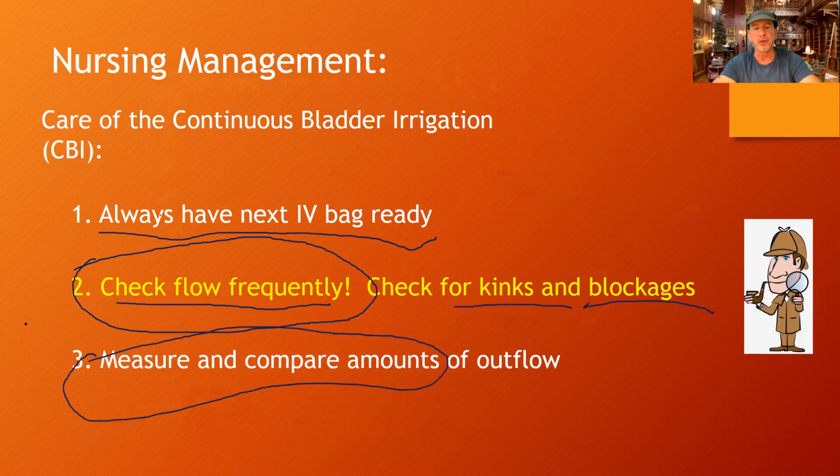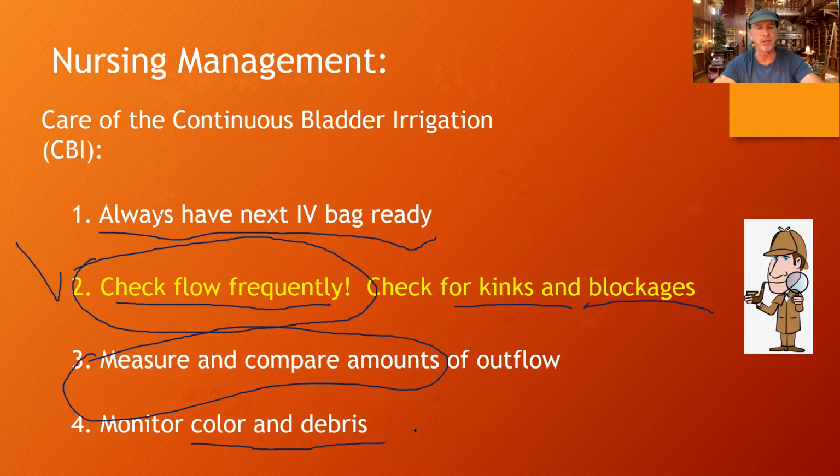There will be a chart there. You'll be keeping track of it. So that's the important thing to remember. If you're doing CBI, make sure everything is flowing. Also look at the color and debris. You're going to be documenting this. At the beginning, it's going to be bloody, nasty, lots of clots, and those are going to clear up as the irrigation continues.